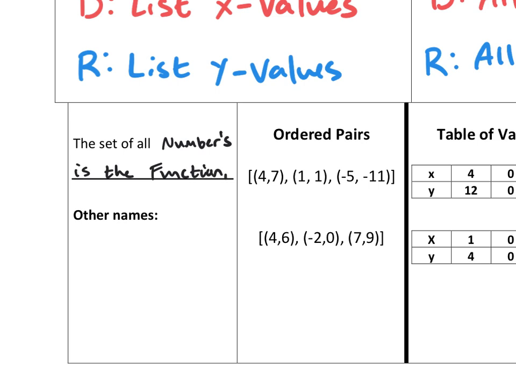Okay? The set of all numbers is the function. All right? Now, what we're going to do next is we're going to come down here and look and list out the domain and range of one example of each type: ordered pairs, table of values, and then I'm going to give you some points on a graph so that we can look at it. Y'all with me?